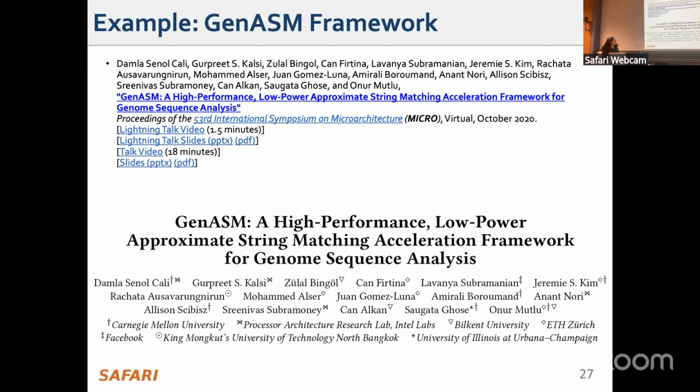Let me also give you some high-level examples by looking at some example papers or projects in this direction before going to the deeper analysis of some works. One example is the GenASM framework, a high-performance, low-power approximate string matching accelerator framework for genome sequence analysis. If you remember in one of the earlier slides, I said that to find the similarities and differences between the reads and the reference genome, it is needed to perform approximate string matching, and it's a very computationally expensive and challenging task.